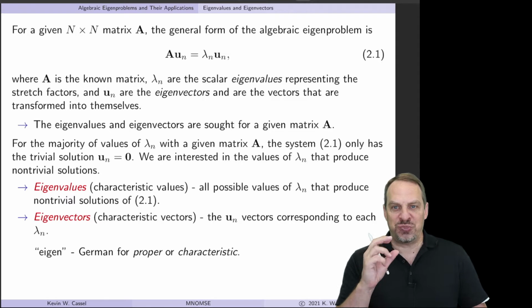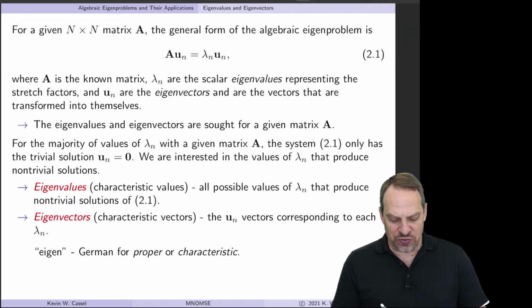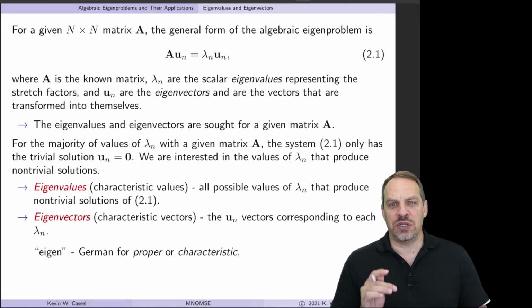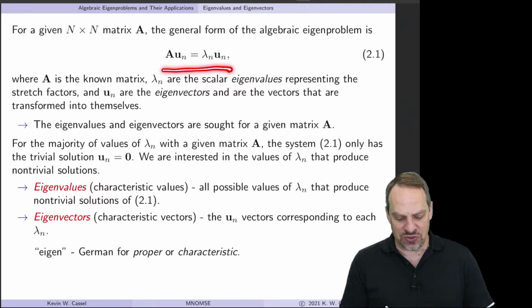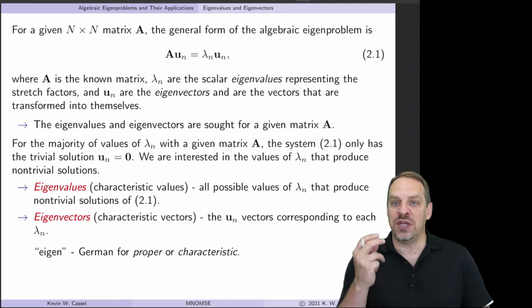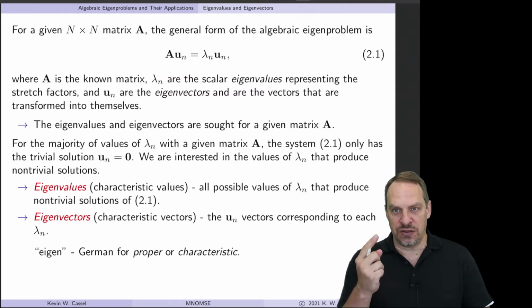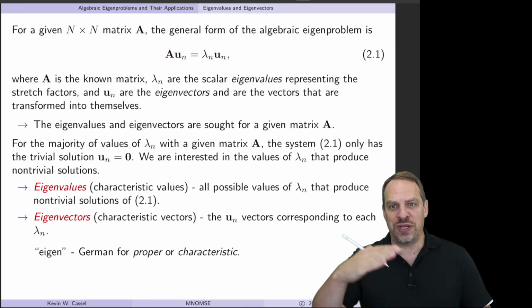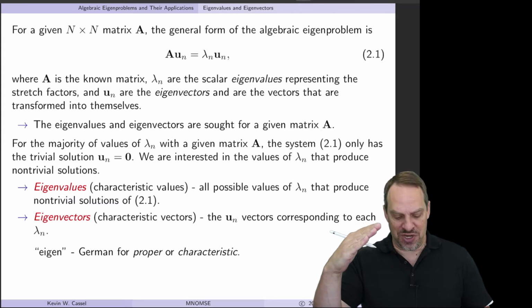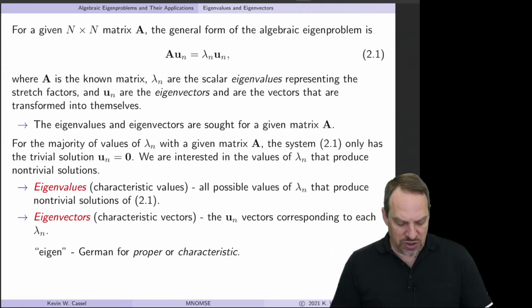So just to emphasize how special these eigenvalues and eigenvectors are, for a given A matrix, any arbitrary value of lambda is going to give only the trivial solution. The only solution for u that will satisfy this eigenrelationship, the system of linear algebraic equations in this form, will be 0, except for the n, capital N, the same number as the size of A, vectors that only get stretched by the matrix A. And that's what we're looking for. So those give rise to the eigenvalues and eigenvectors.